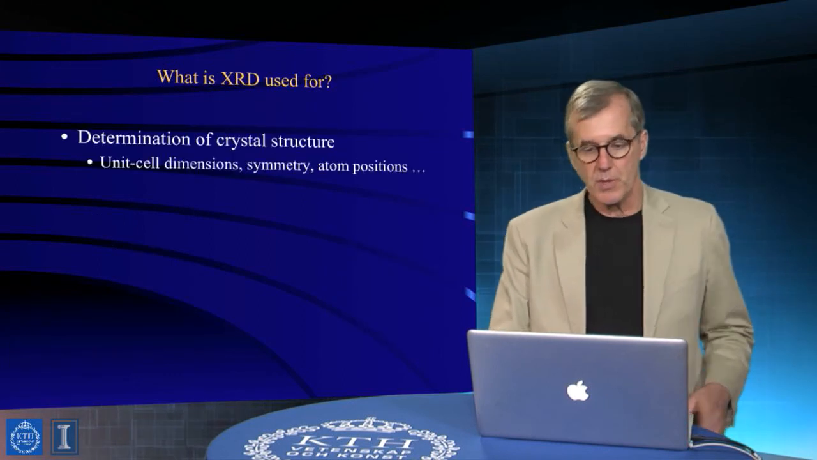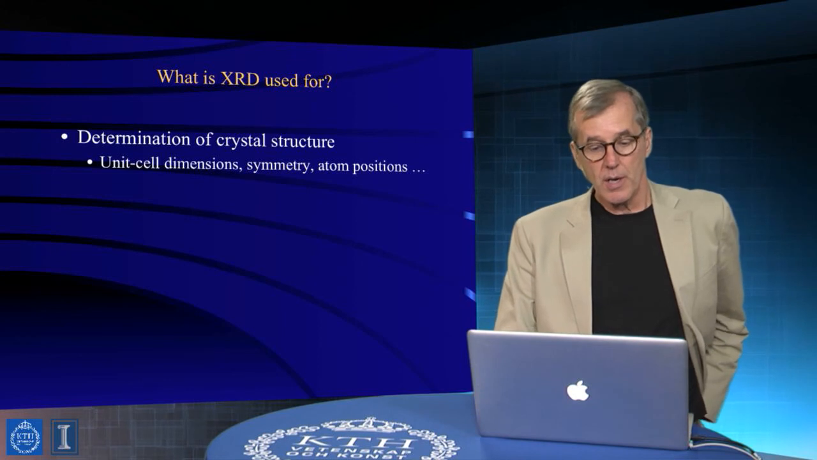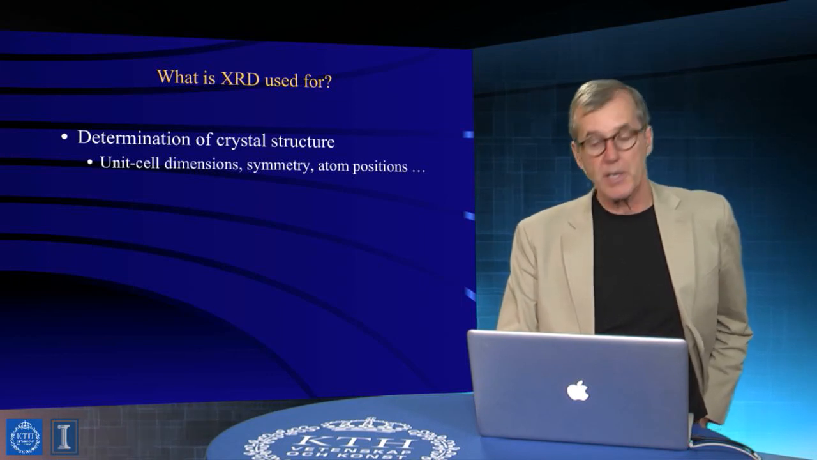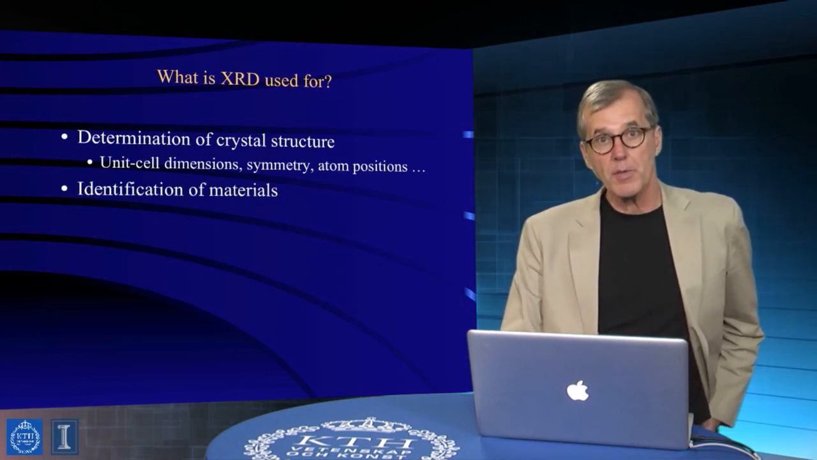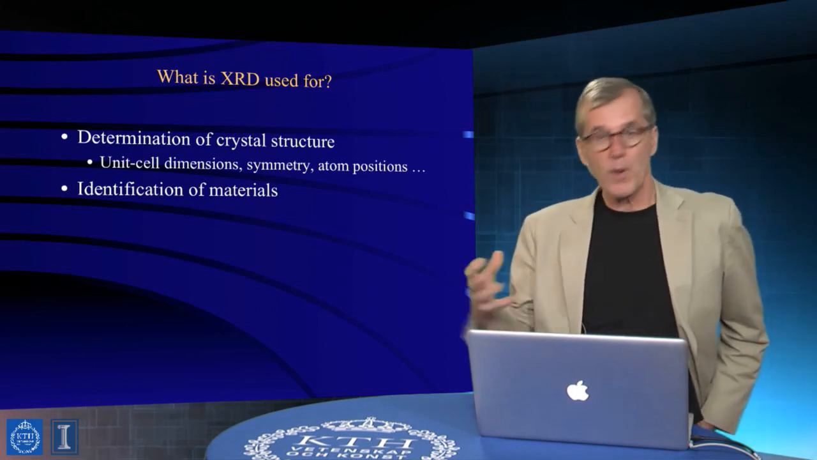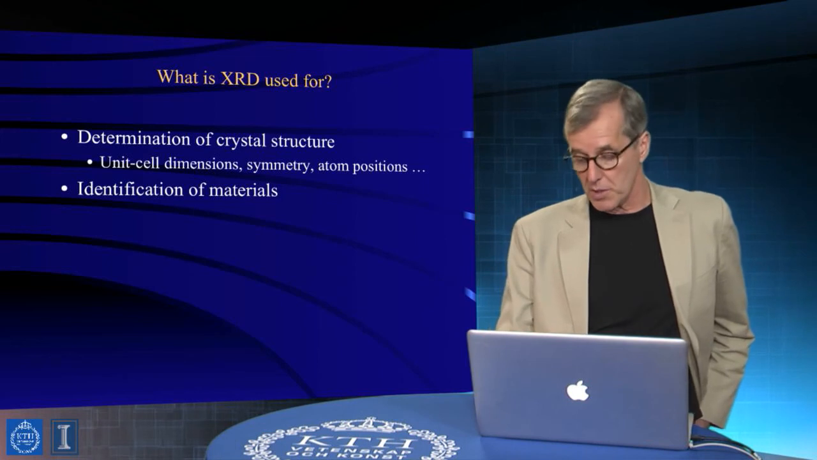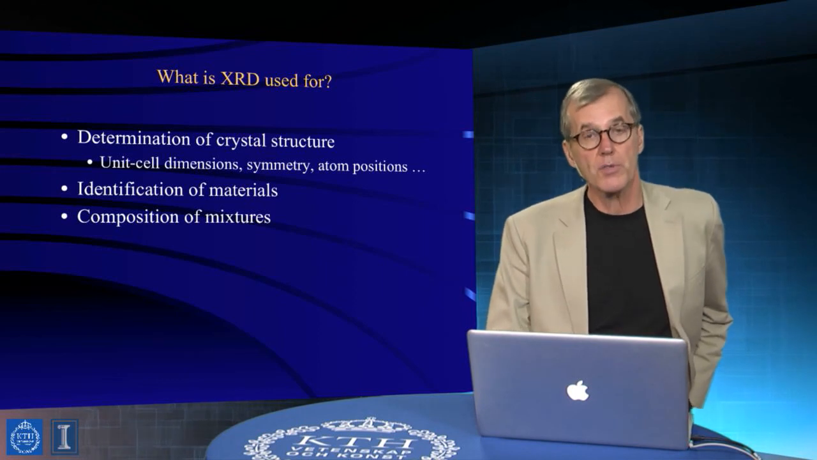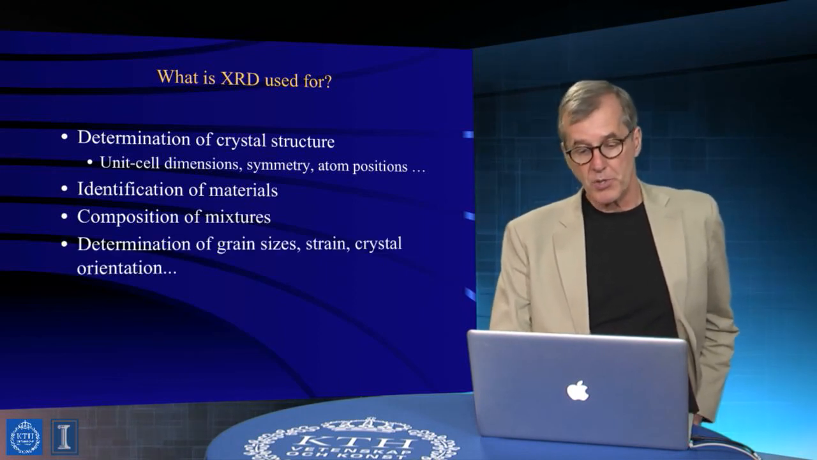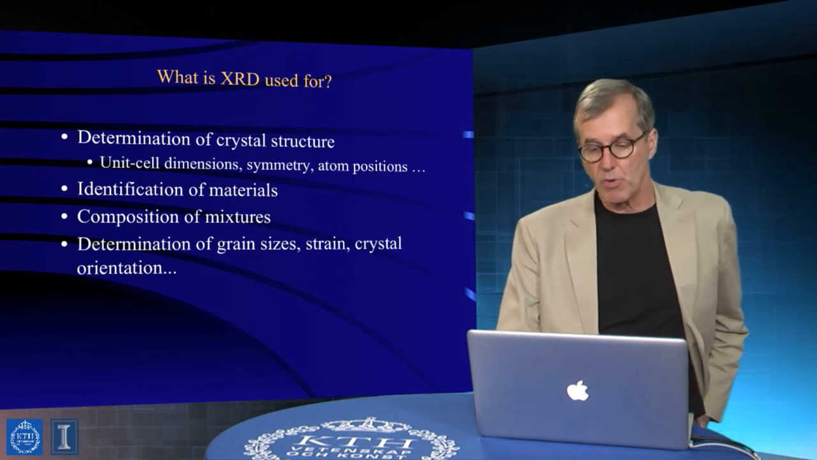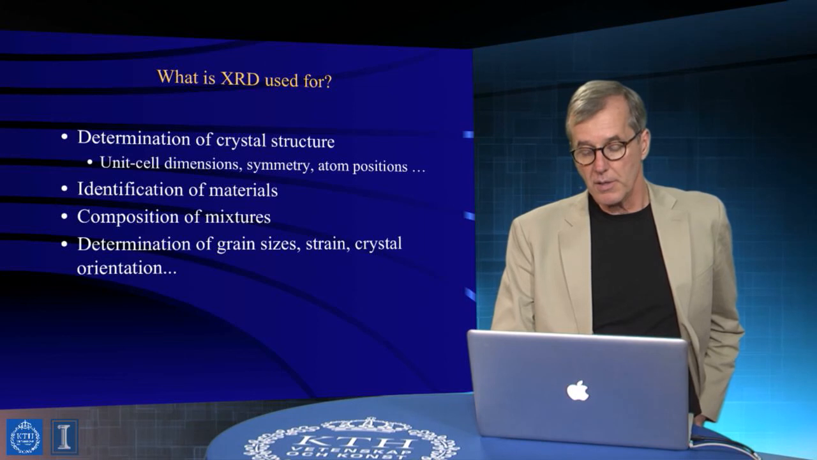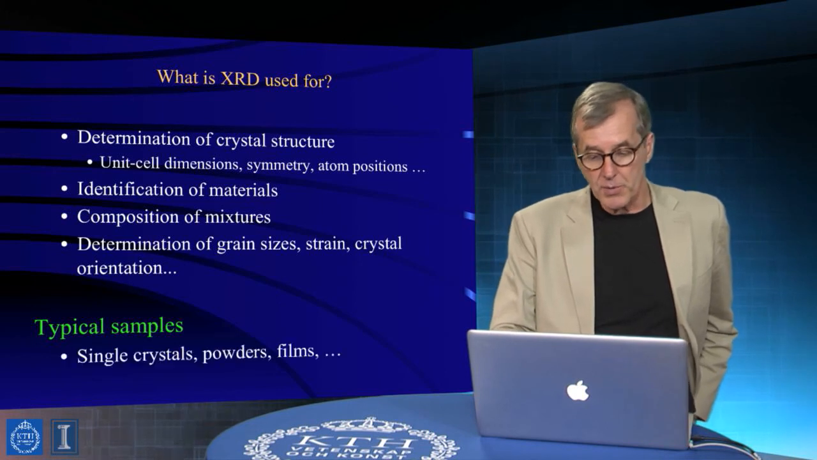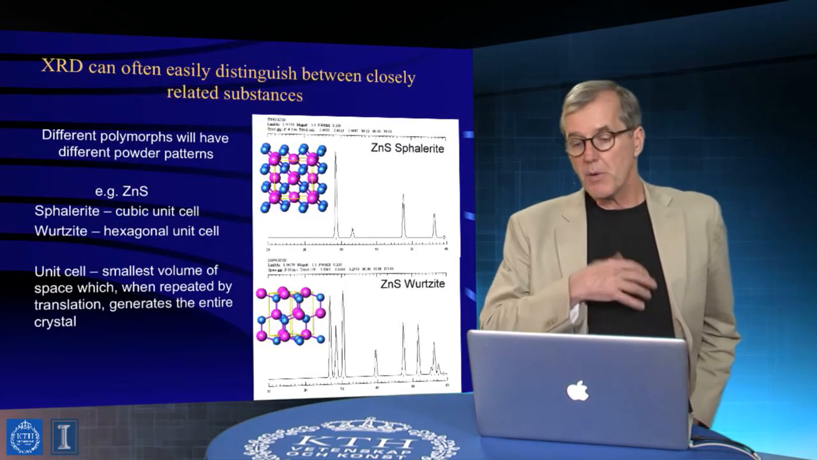Okay, so what's it used for? Determination of a crystal structure, basically, and more essentially, to measure the unit cell dimensions and symmetry and atom positions within a crystal, to identify materials. So I can either determine where the atoms are in a solid, or I could use it as a fingerprint to tell me what the solid is if it corresponds to a known compound for which diffraction data has been recorded. The composition of mixtures, determination of grain sizes, strains within those crystallographic structures, and crystallographic orientations. Typical samples would be single crystals, powders, films, materials of diverse form.